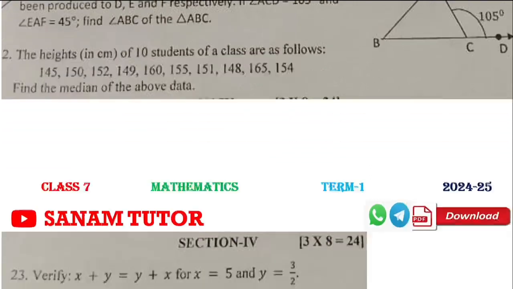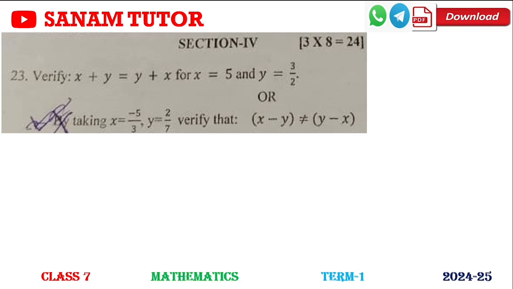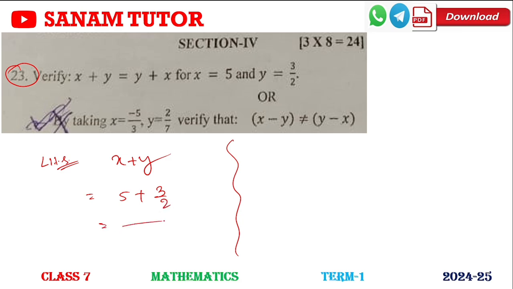Next question. Verify. Okay, 3 mark questions. How to verify? Now first write down LHS. Okay, so this type of questions also we cover in my video. So how to solve? Now first we write down x plus y. So simply add 5 plus 3 by 2. Take LCM 2, that is 2 fives 10 plus 3, 13 by 2.